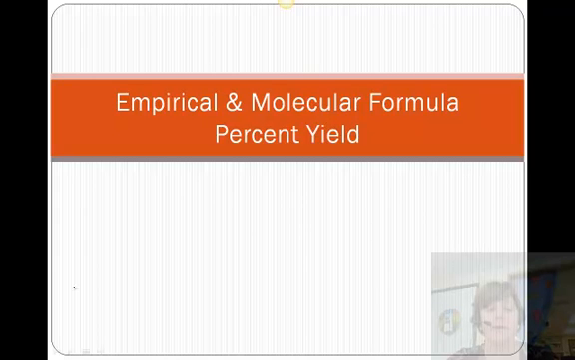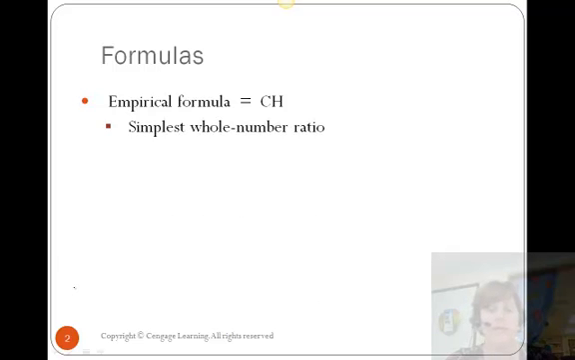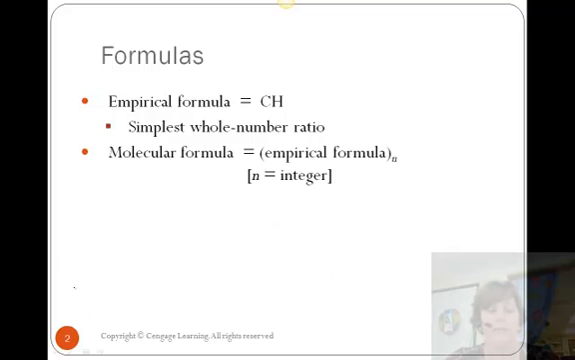This discussion is about empirical molecular formula as well as percent yield, all topics you did in Intro Chem. Remember, formulas can be empirical formulas or molecular formula. Empirical formula, like this one, CH, is the simplest whole number ratio between the elements within a compound. Molecular formula is actually a multiple of that. You multiply the subscripts by some integer that you then figure out.